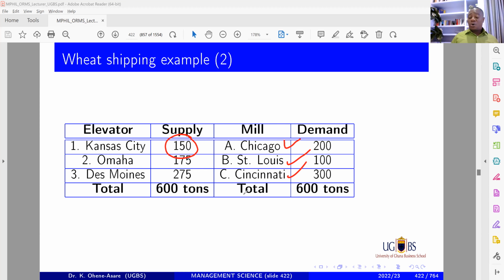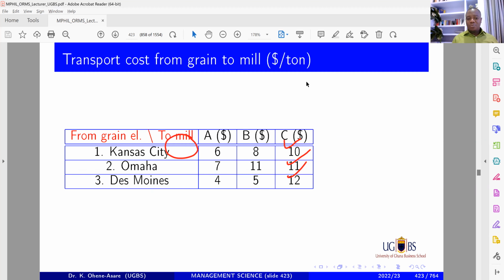Can you draw the network model for me? First of all, what would be the decision variables? Who can tell me? What would be the decision variable for this whole model?